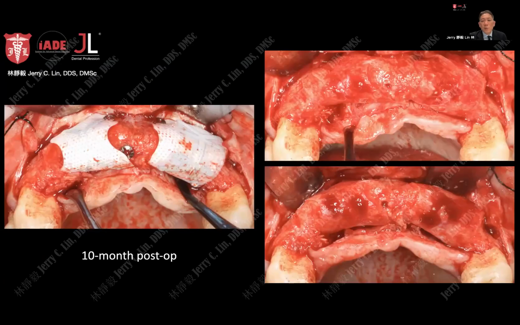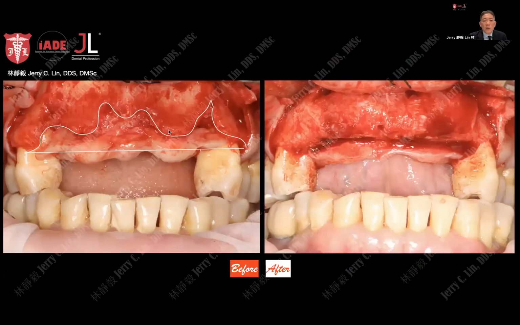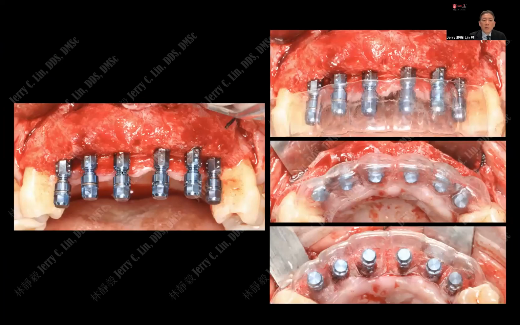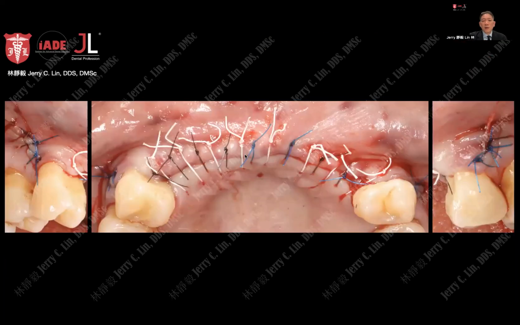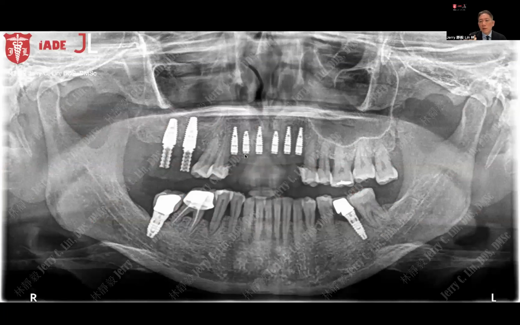So after the implant removal, in 10 months we have very, very good bone. We were able to change these periodontal and intrabony defects into a very good bone scenario. So we were able to place 6 implants in a very ideal position, and I augmented the bone again to protect the newly regenerated bone. So this is the result.